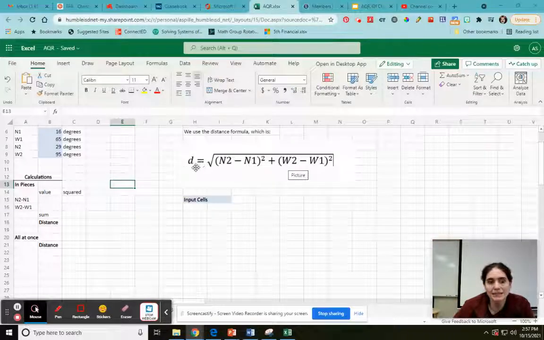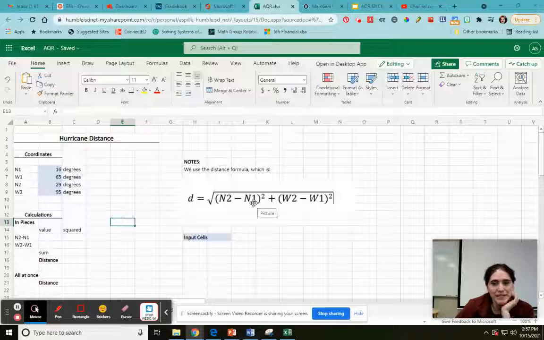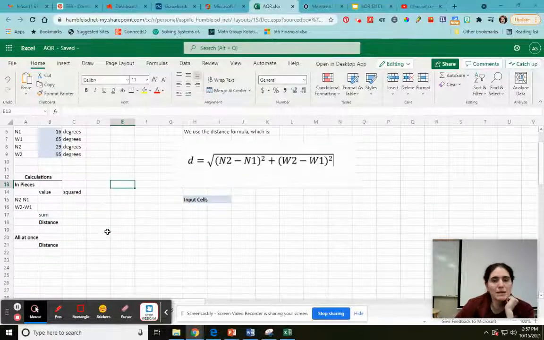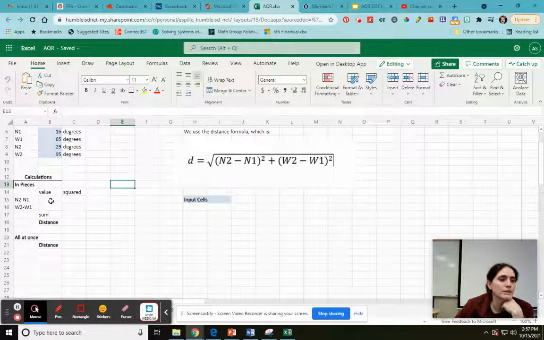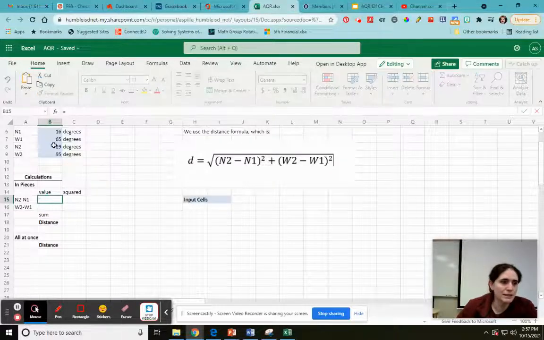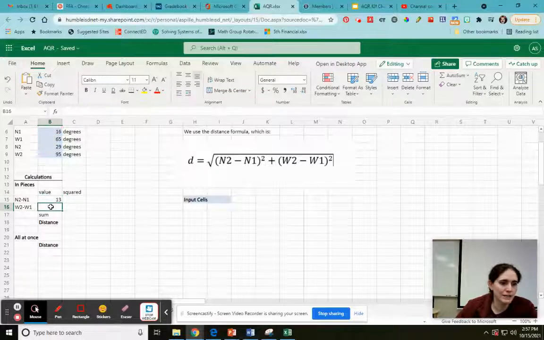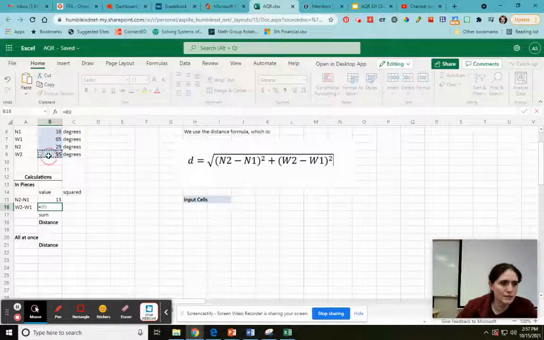So this is d equals the square root of n2 minus n1 squared plus w2 minus w1 squared. This is basically the Pythagorean theorem. We did this by hand before, but now we want to do it in Excel. So what I usually do is I break it down. You can do it all at once, but sometimes it's easier to break it down. So if I break it down, n2 minus n1, I go equals this minus this, and this one equals west 2 minus west 1.